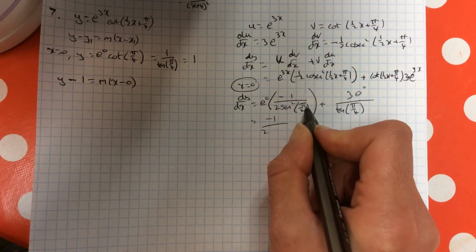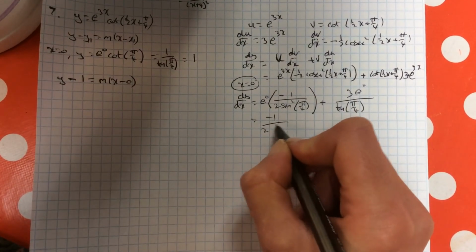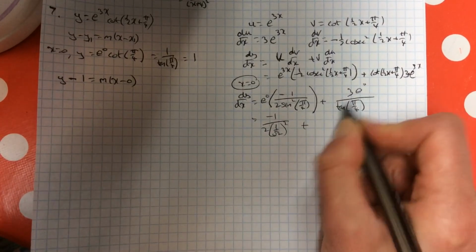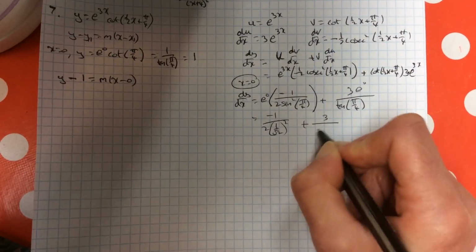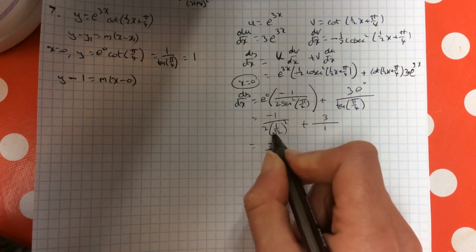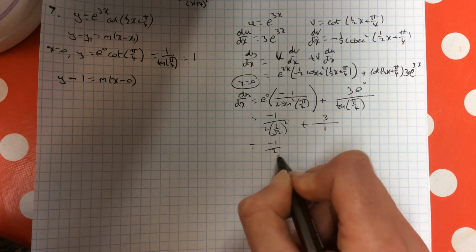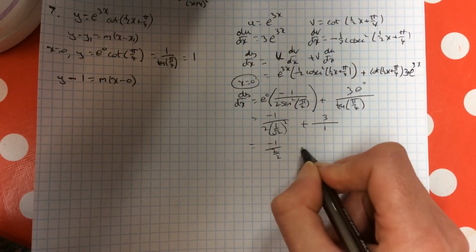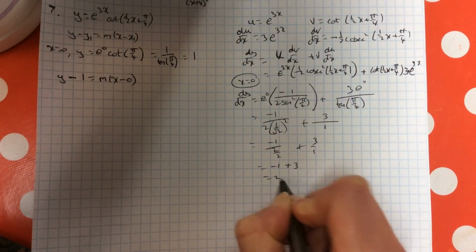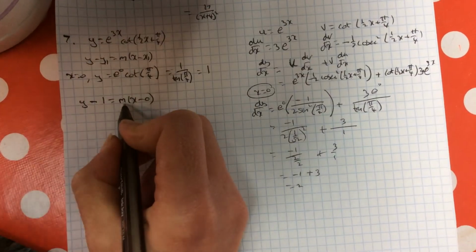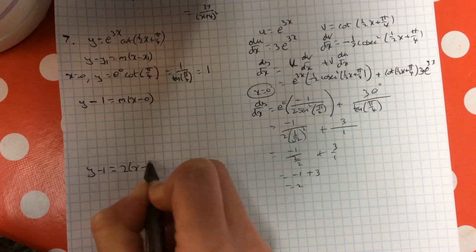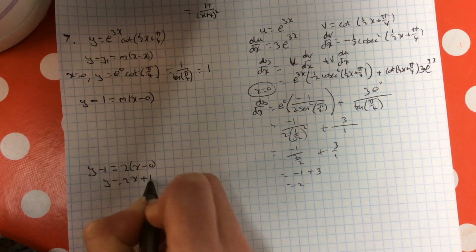Sine pi/4 is 1 over root 2. You've got to square it, so 1 over root 2 squared. e^0 is 1, and tan pi/4 is 1. The bottom becomes 1 over 2 times 2. So that becomes minus 1 add 3, which is 2. So your gradient is 2. Just plugging it over here, y minus 1 equals 2(x minus 0). So y equals 2x add 1.